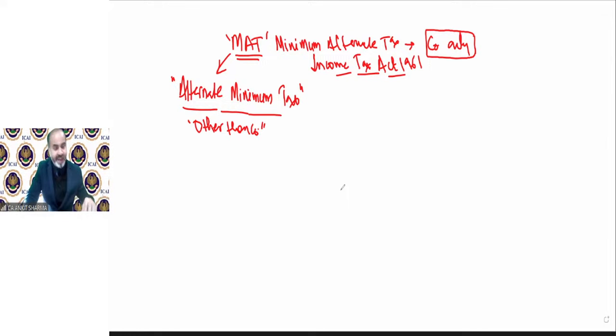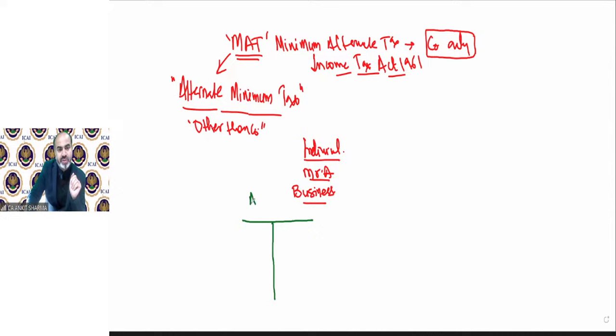Now, suppose there is an individual, that is suppose Mr. A. He is carrying on a business. Fine. Now, as per accounting provision, his sale is like 300 lakh.